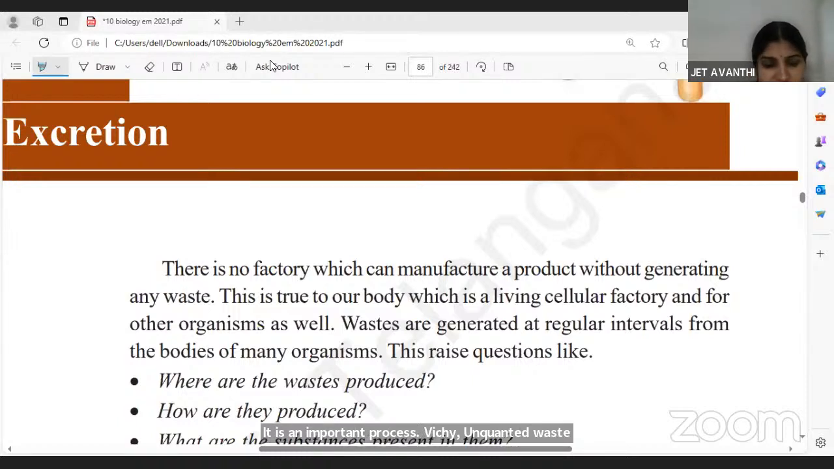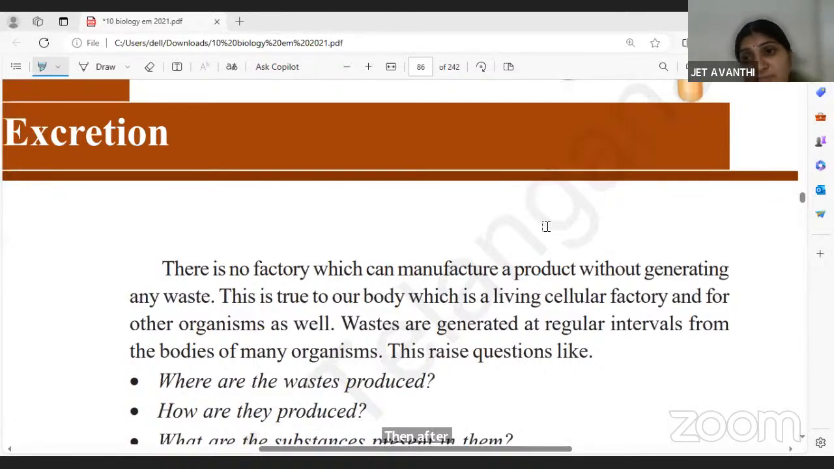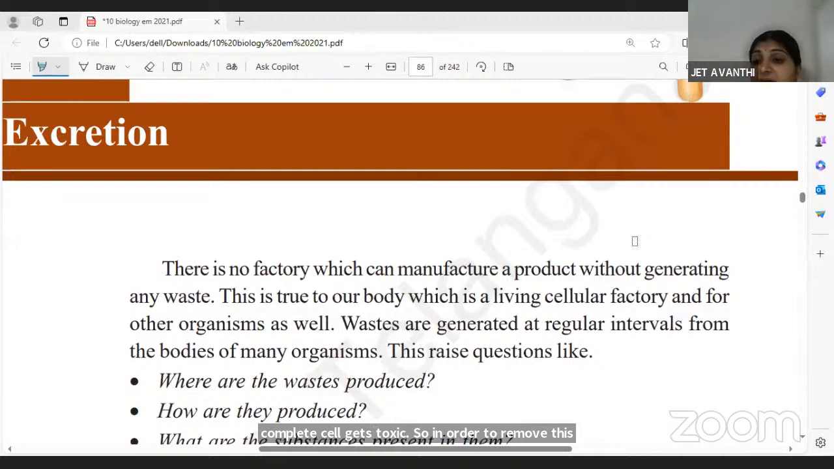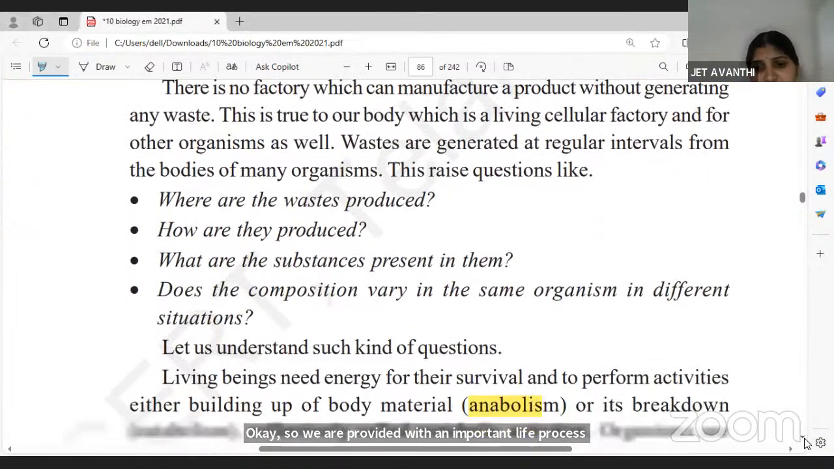See, after transportation, energy will be transported to all the cells of the organism. Then after that, what happens? Every cell will be generating some metabolic waste. So this metabolic waste has to be eliminated from the body. If not, what happens? The complete organism body or the complete cell gets toxic. So in order to remove this metabolic waste, we are provided with an important life process, that is excretion. So what is the importance of this excretion to an organism?